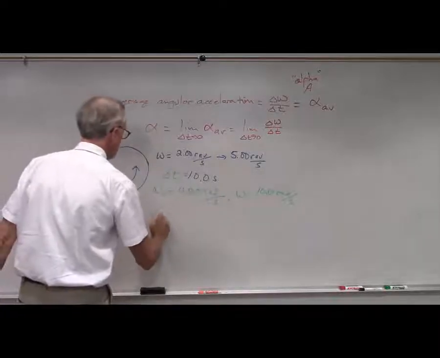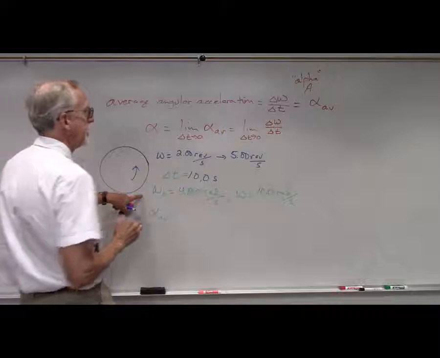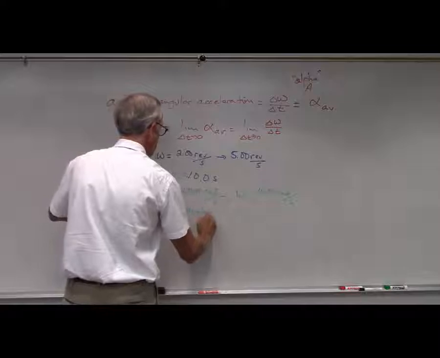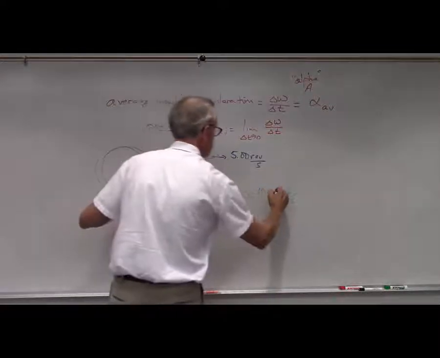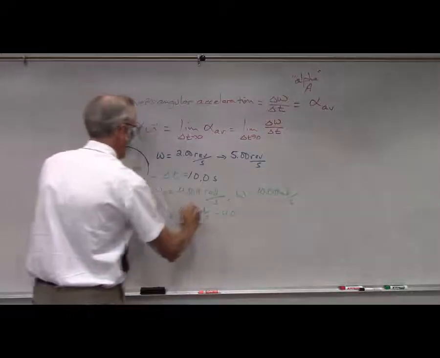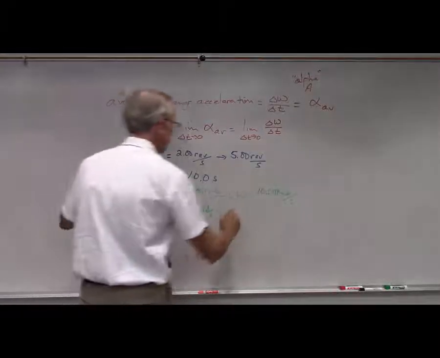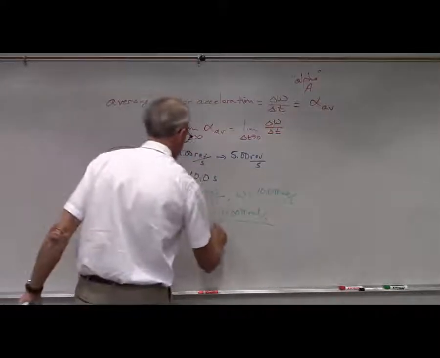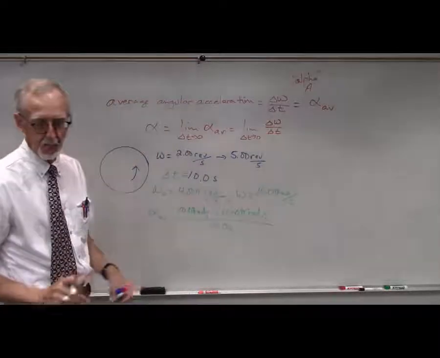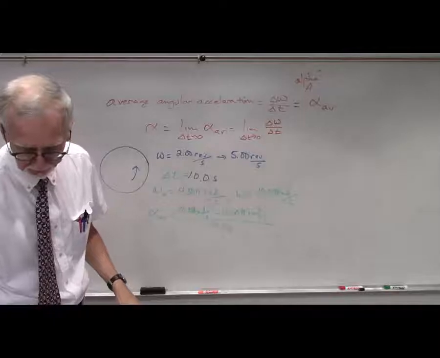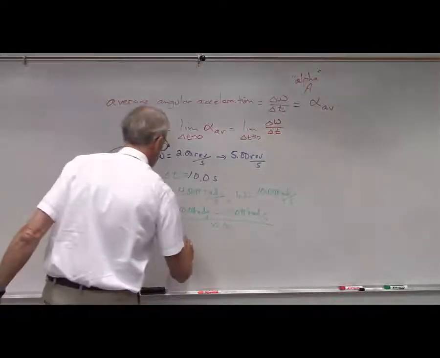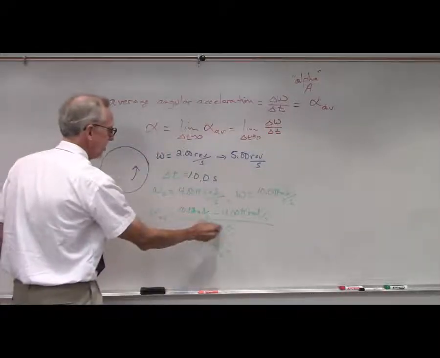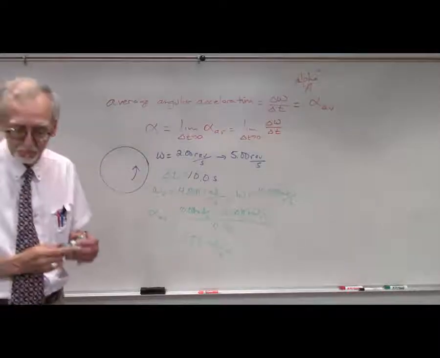So what do we find for our average acceleration? It's going to be delta omega, which will be omega minus omega naught: 10 pi radians per second minus 4 pi radians per second, divided by delta t, 10 seconds. And what do we end up with? We end up with alpha equals 1.88 radians per second squared. Radians per second divided by seconds, radians per second squared. Okay?